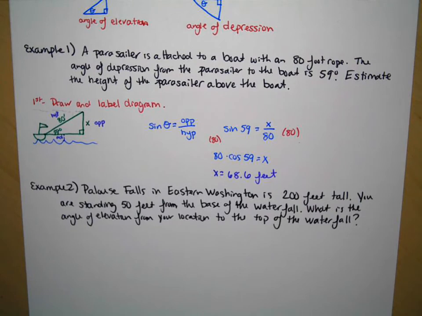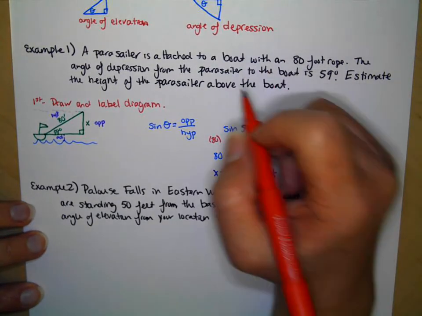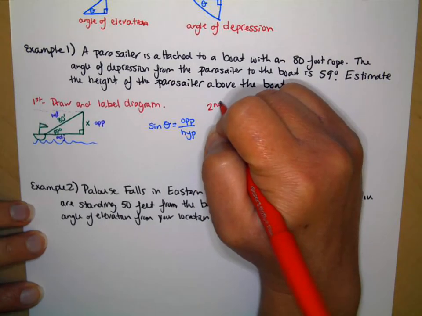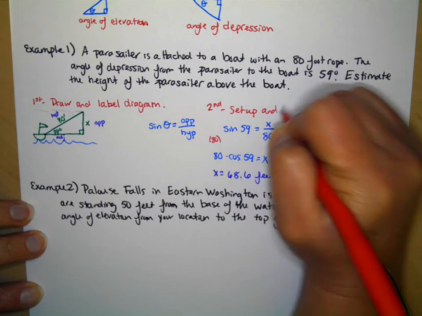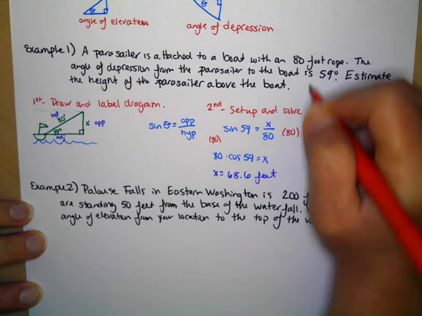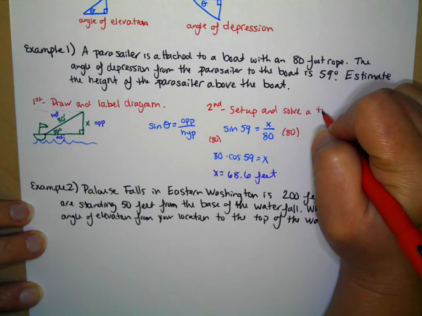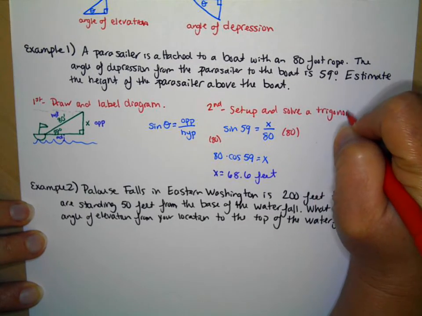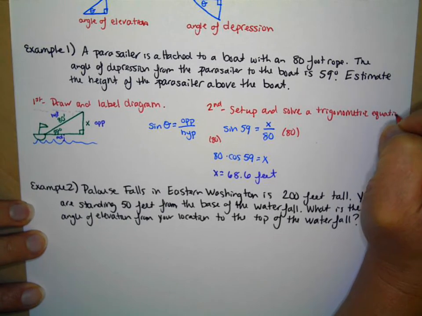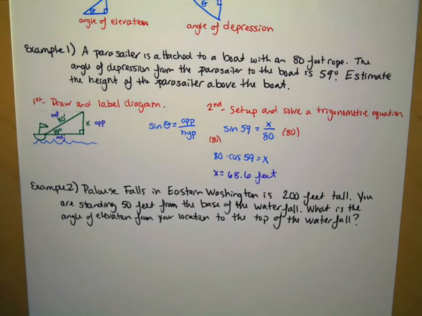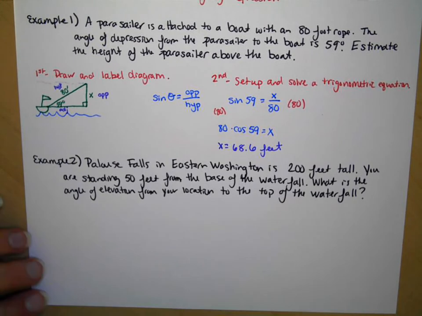And I apologize, I should go back and add in one extra piece to example 1, that our second step was to set up and solve a trigonometric equation. All right, so same 2 steps. We're going to draw and label a diagram, and then we'll set up and solve an equation.